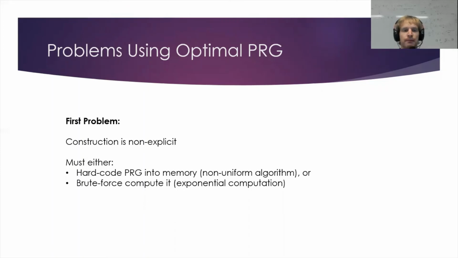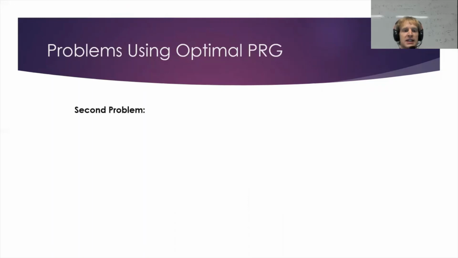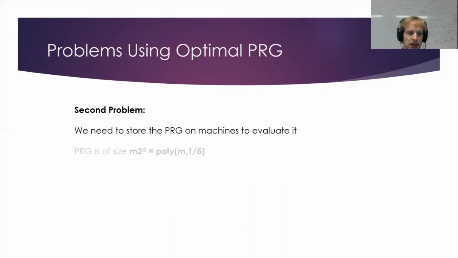But there's still another problem. The other problem is that we have to be able to actually fit these pseudorandom generators on our machine space in order to use them. And the size of these PRGs is this expression.